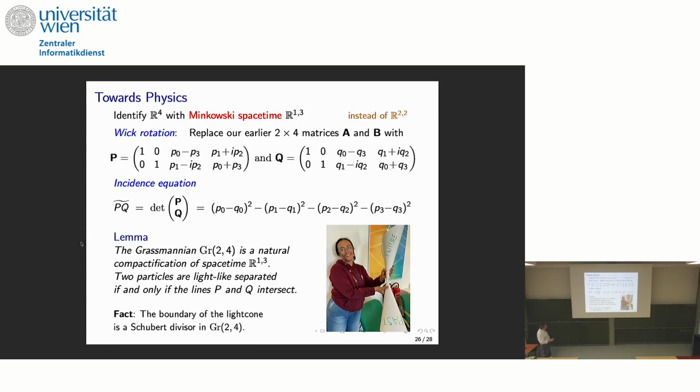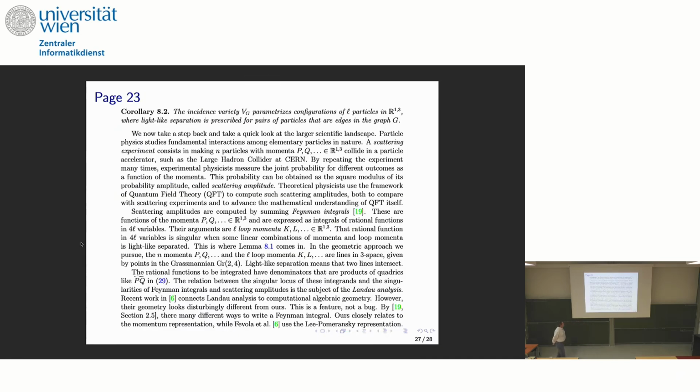Now this is very natural, right? Because the boundary of the light cone is a Schubert divisor in the Grassmannian. So really you're taking the four-dimensional space around us and you're identifying it with an open piece in the four-dimensional Grassmannian. Yeah, this is the paper, section 8, okay? So for example, now the incidence variety parameterizes configurations of L particles where light-like separation is prescribed for pairs of particles at the edges in the graph.